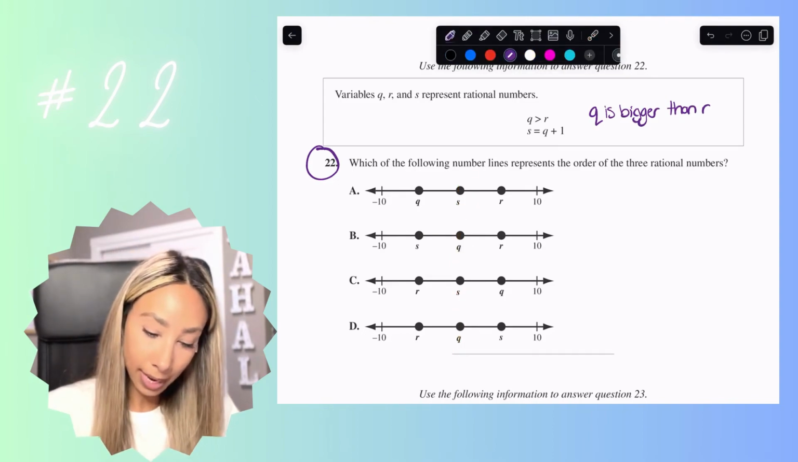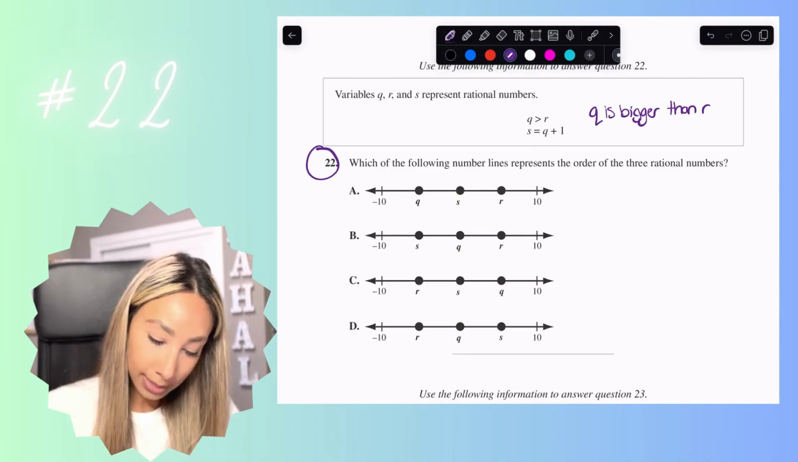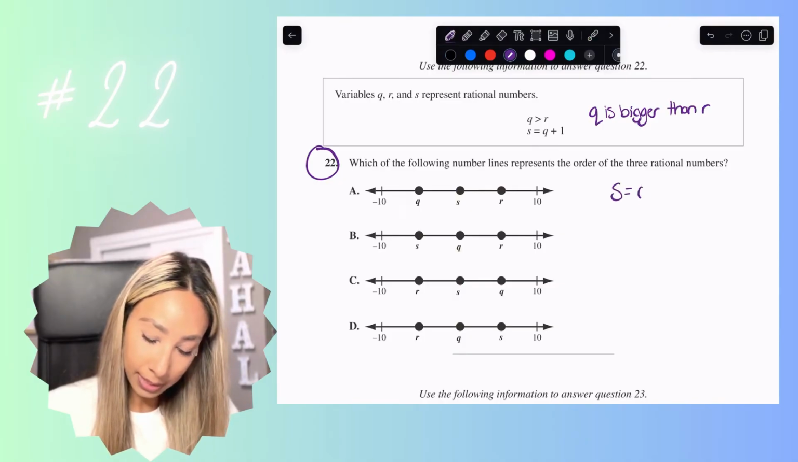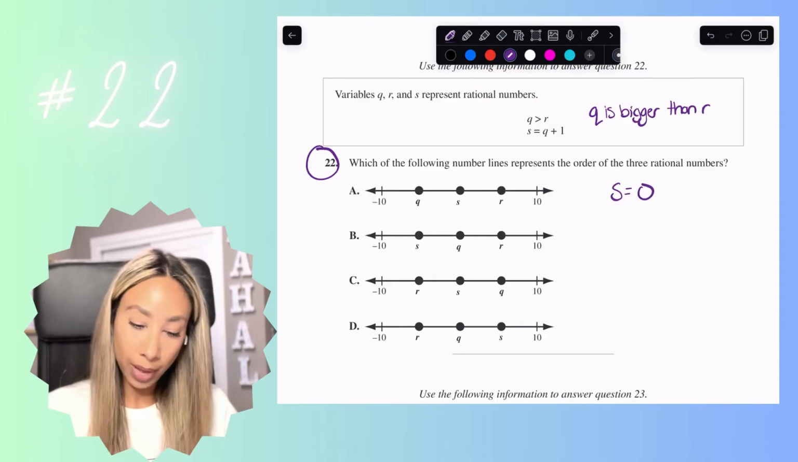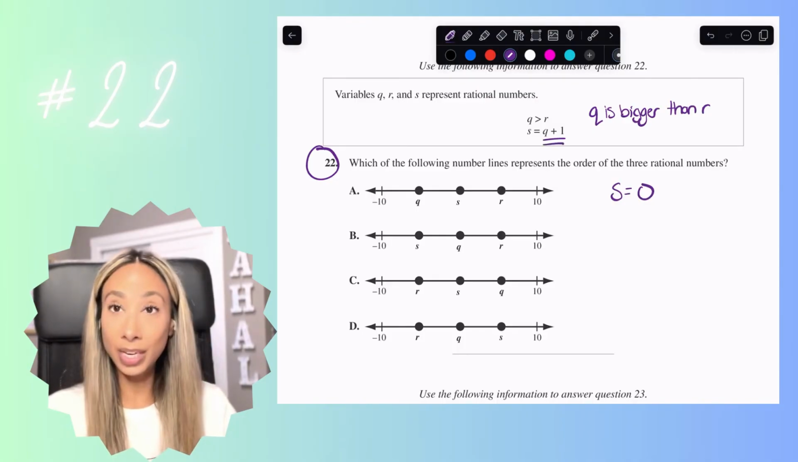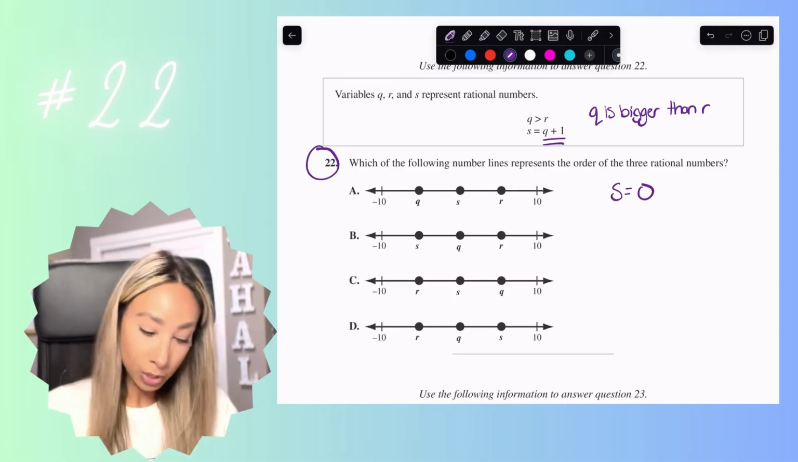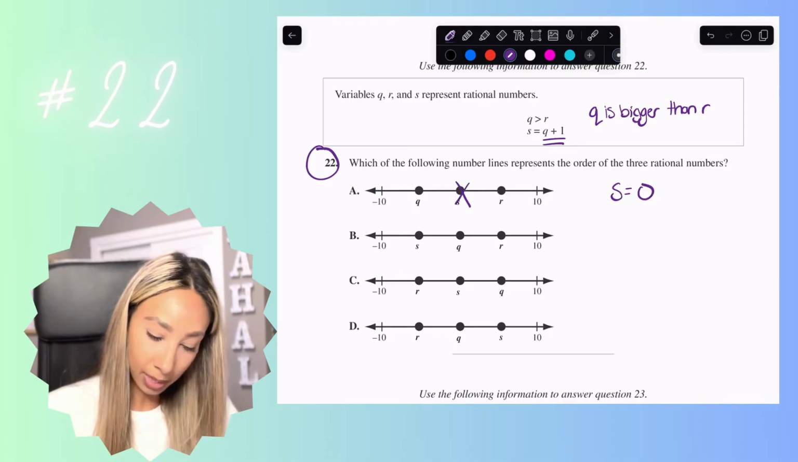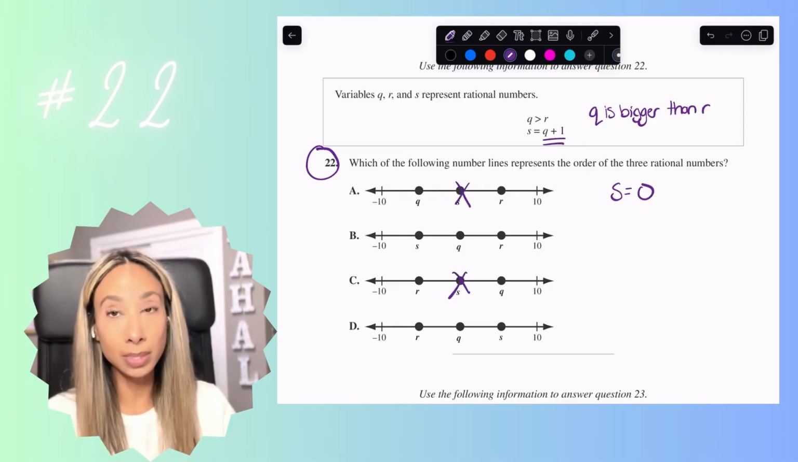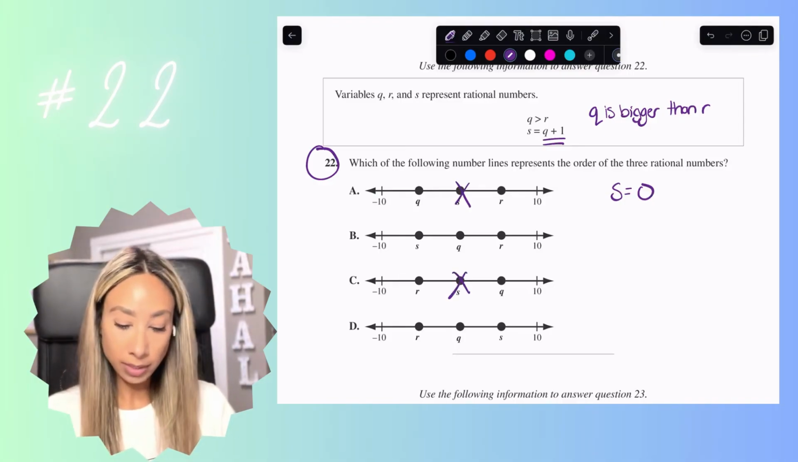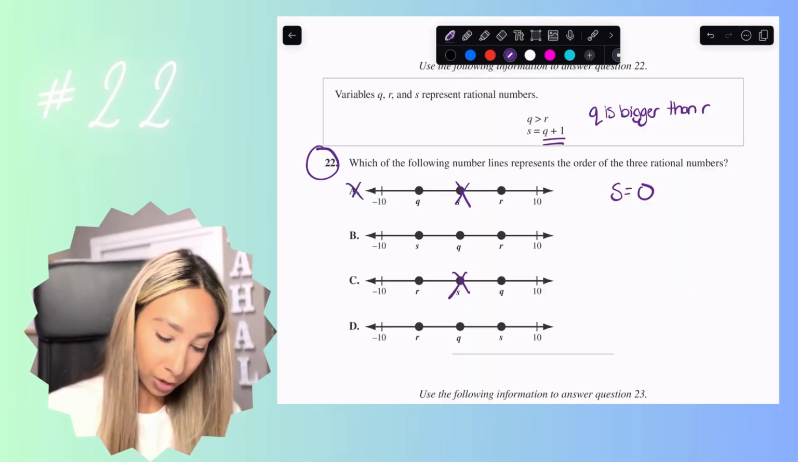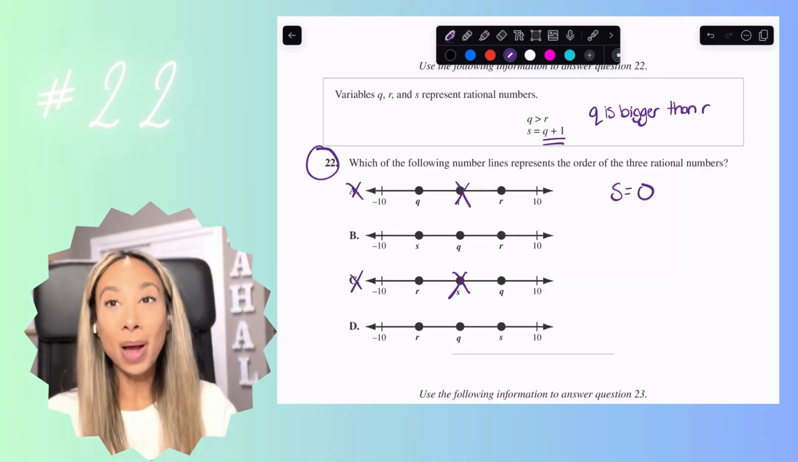So let's say then that if S is 0, well, we know that Q plus 1 has to equal S. Therefore, by that definition, S can't actually be 0 in this one. So that means I can cross off anything with S in the middle if we're assuming it to be 0. So that crosses off that. I'm actually going to cross it off here as well. That leaves me with option B and D.